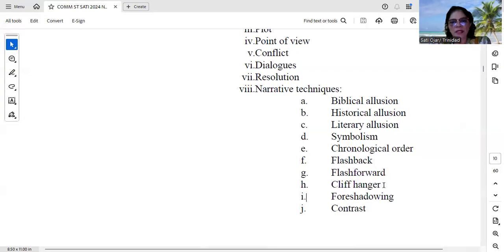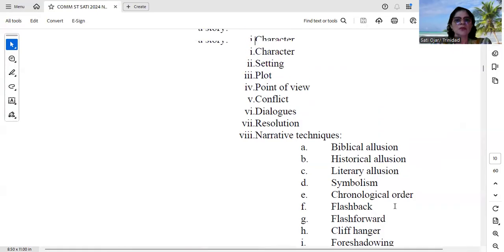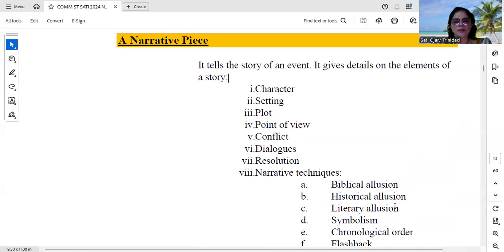Foreshadowing is where there is a hint of something that will occur in the future. The hint comes in the form of a dream. It can also be in the form of an object or something that someone sees within the environment. Contrast is another narrative technique, and contrast means looking at opposites in terms of character, setting, personalities. Anything can be contrasted within the narrative elements. So this is the narrative piece.